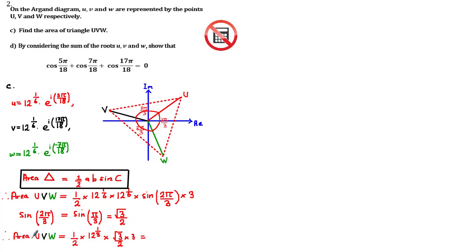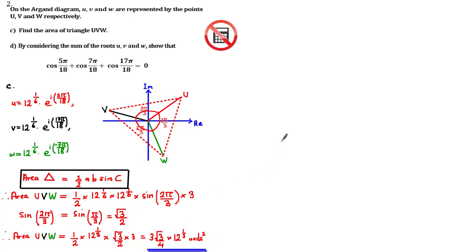Okay? And therefore the area of UVW is equal to a half multiplied by the 3rd root of 12, which we just get by multiplying the 6th root of 12 by the 6th root of 12. We just add the powers, multiplied by the square root of 3 over 2, which we just got from the sine 2 pi over 3, multiplied by 3, which is equal to 3 root 3 over 4 times the 3rd root of 12 units squared.